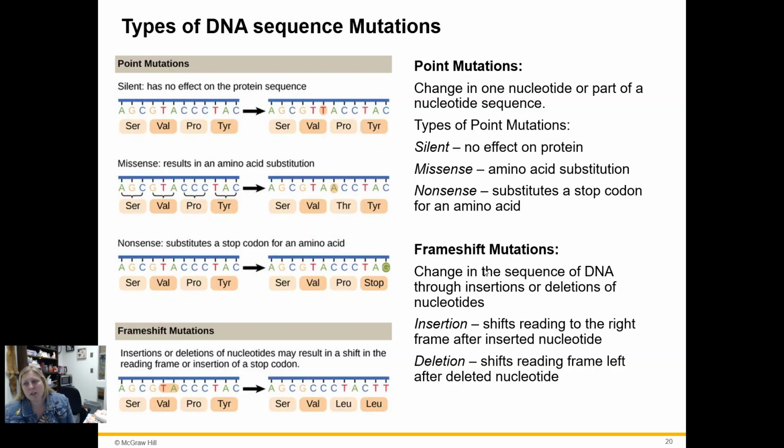And then we have frame shift mutations. These are generally worse because they are going to change the sequence of amino acids after wherever that change has occurred. So there can be an insertion or a deletion, and depending on where that change occurs, it's going to change the entire sequence. Okay, so I have some examples that I've made up. Let me show you here.